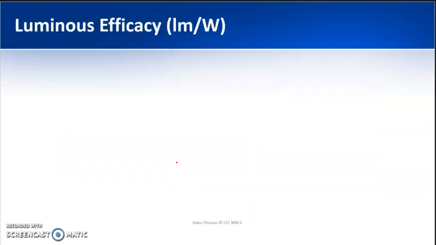Next is luminous efficacy. Its unit is lumens per watt. You can say that it is how much luminous output it can produce from 1 watt of power which is given to that particular source. So if the luminous efficacy is higher, that means the lamp is more efficient. If the luminous efficacy is less, then the lamp is inefficient.